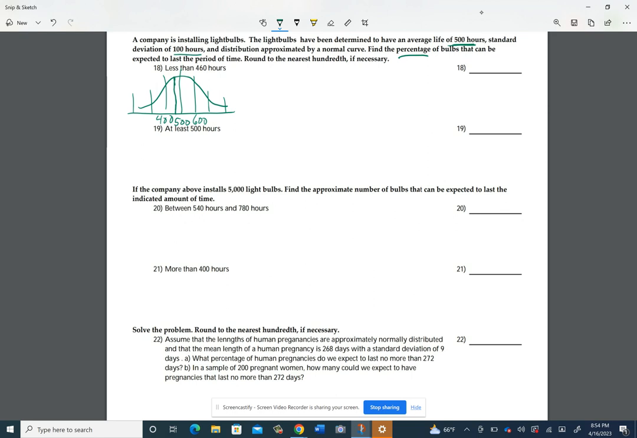All right. So what I'm going to do is find the Z-score that corresponds to 460 hours. Even though it says less than or no more than, you wind up using the 460. There's a lot of data values. You don't worry about 459 versus 460. Use the 460. So you would do the Z-score corresponding to 460 by taking 460 minus the mean, dividing by the standard deviation. So that's negative 40 over 100, which is negative 0.40.